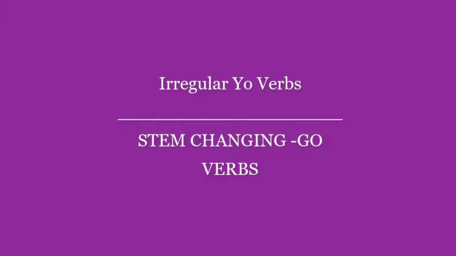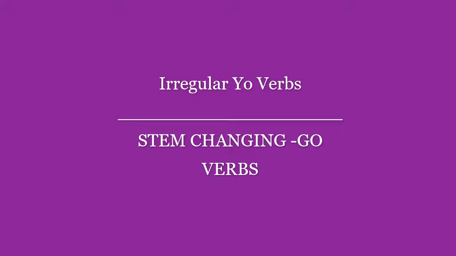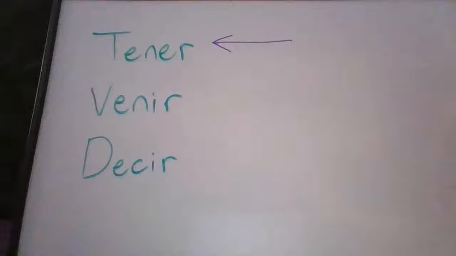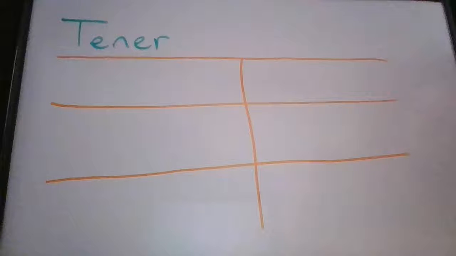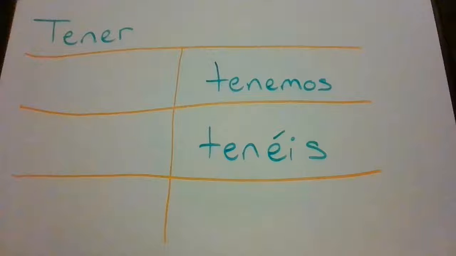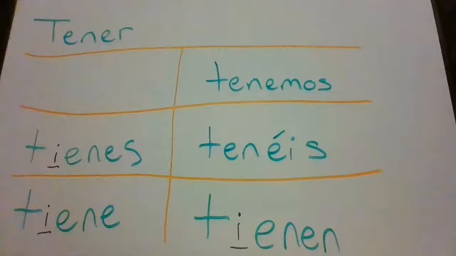Stem-changing go verbs are verbs like tener, venir, and decir. These are stem changers, which means the stem of the word changes in all other forms besides for nosotros and vosotros. They also have an irregular yo form conjugation in their present tense form. To conjugate tener, start by first conjugating the nosotros and vosotros forms normally. Then for all other forms besides for yo, conjugate by adding an i before the first e each time. To finish off our verb chart, conjugate the yo form of tener as if it were a normal go verb.